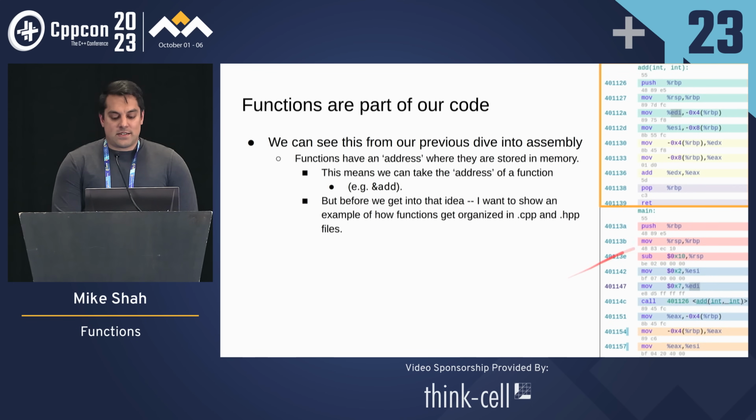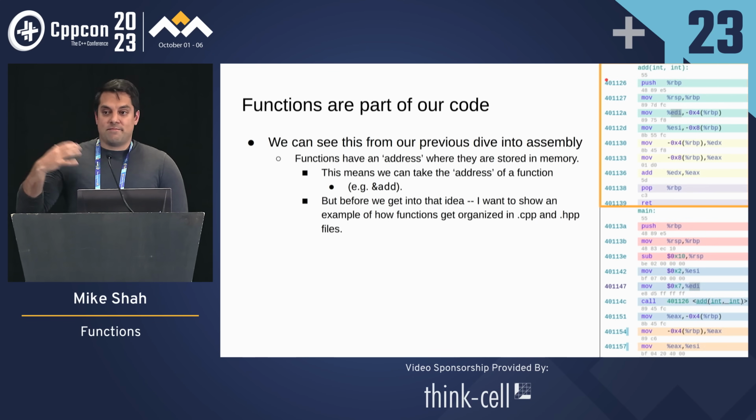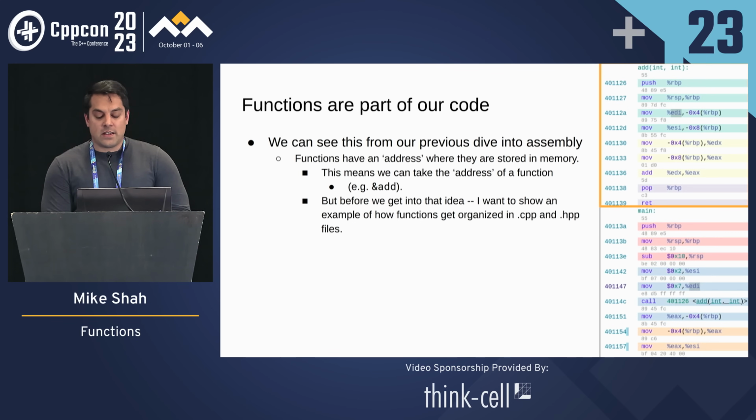Because we looked at this previously with our little add example, and this is an example from Compiler Explorer, on the right, the assembly code, we can see that this add function is part of our code, right? It is stored in the text segment of our actual program that we compile. And that's kind of interesting because, well, we can take an address of a function and maybe do some other interesting stuff, right? It must live somewhere. That is code that we have. So let's start thinking about this in pieces here.